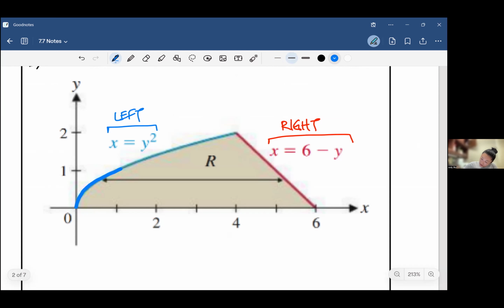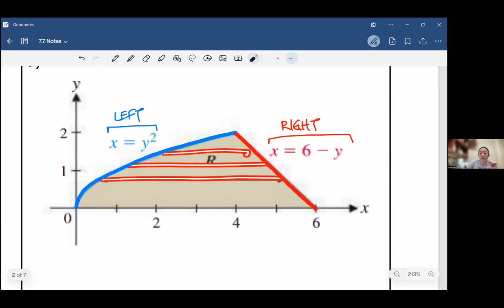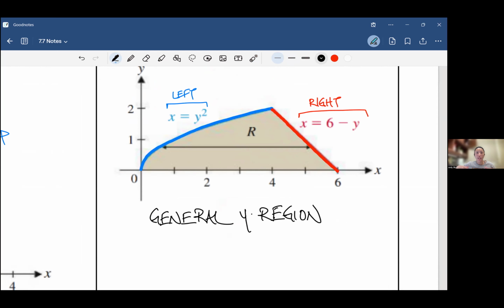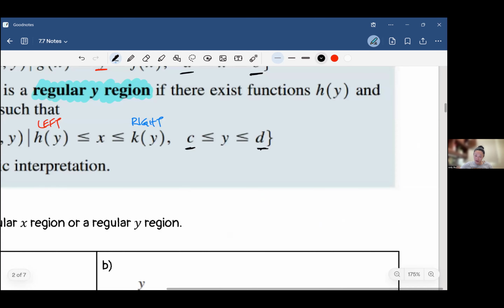And this left is this piece right here. And our right is this piece right here. And any horizontal line that goes between them will always have the same function on the right and the same function on the left. Okay. All right. This is our indicator, as we said, that we've got a general Y region. And so before we write our notation, let's go back up and look at our definition.